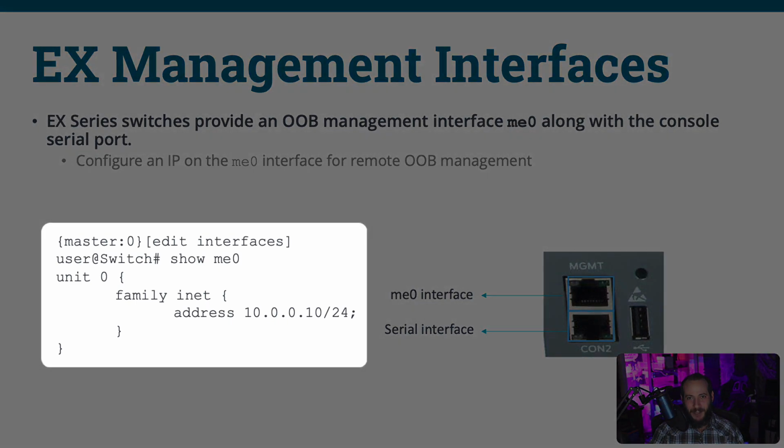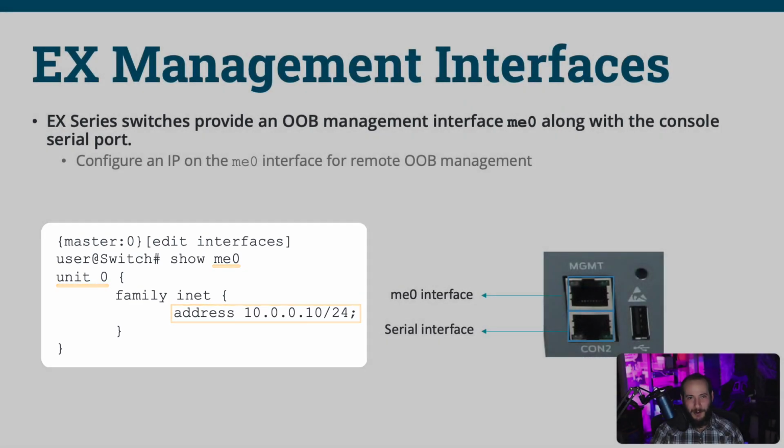In this configuration snippet, we see how to configure the management interface with an IP address. The interface is configured like any other interface in Junos, though this interface's name is ME0, and the IP is being configured on Unit 0.